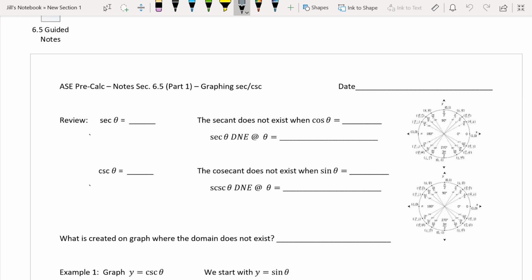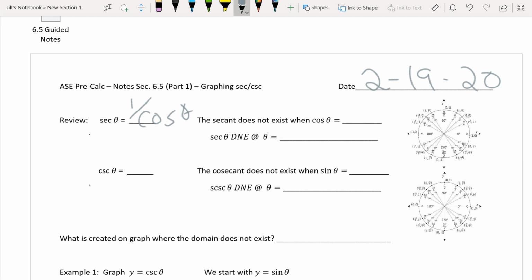Okay, so today's date is 2/19/20. Okay, so as I said, we're going to be graphing secant and cosecant. Let's remember that the secant is the reciprocal of the cosine function. So that's the fact that we're going to use to graph it.